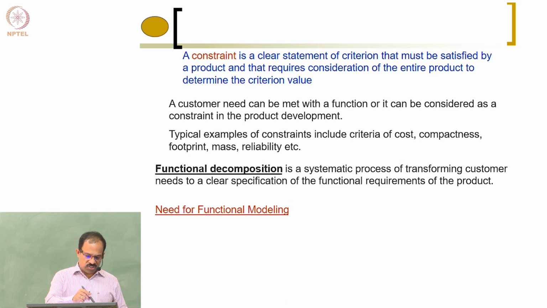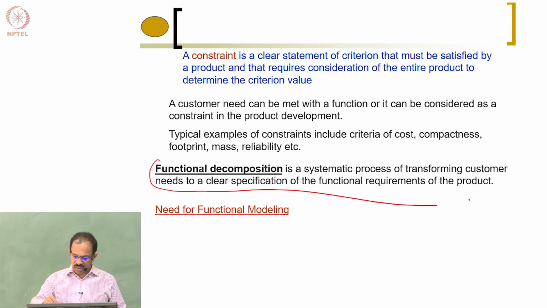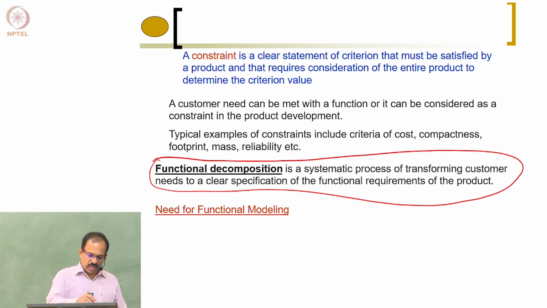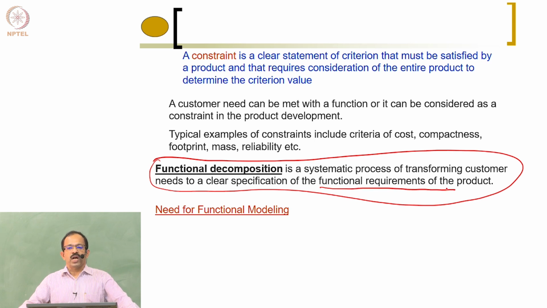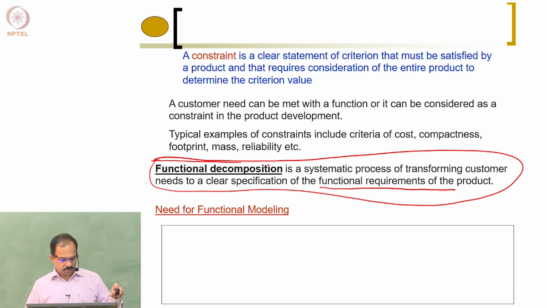So functional decomposition is a systematic process of transforming customer needs to a clear specification of the functional requirement of the product. So what are the functional requirements needed in order to satisfy the customer is basically the functional decomposition. For an existing product we can do this, but for a new product we can identify all the functions that are needed in order to meet the customer requirements. So this is what we are going to see.